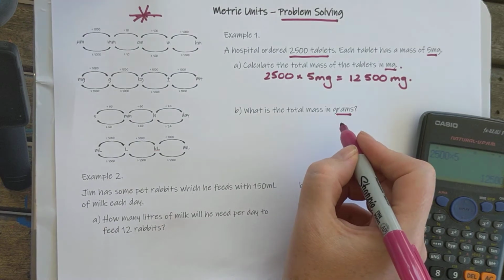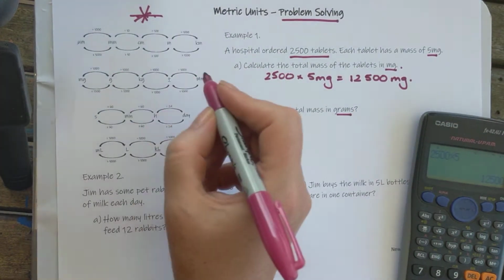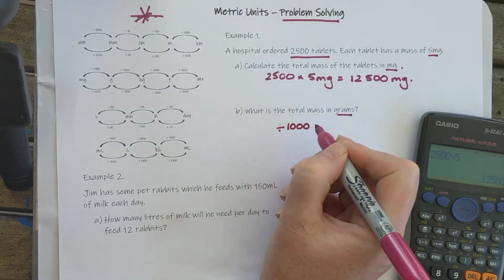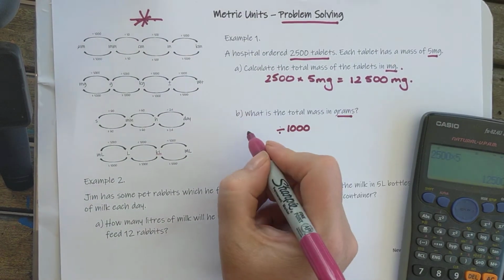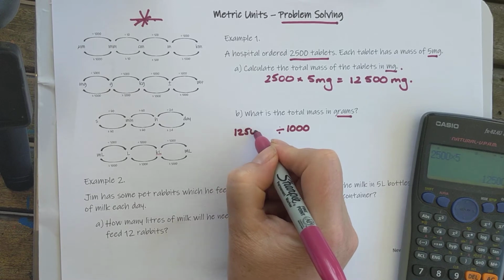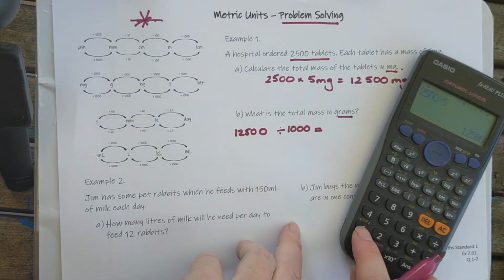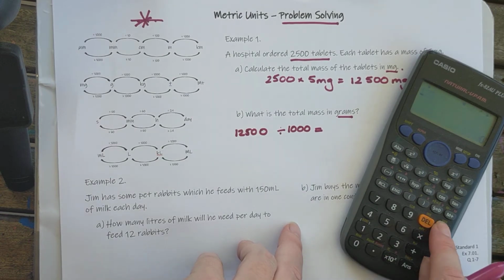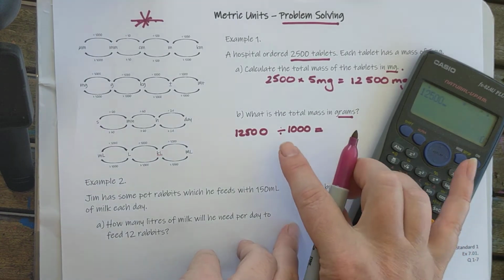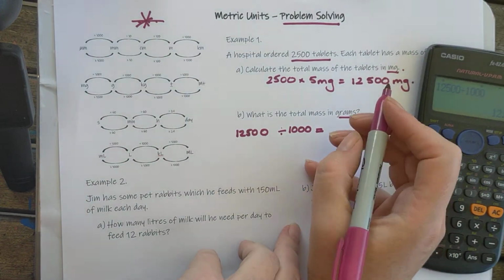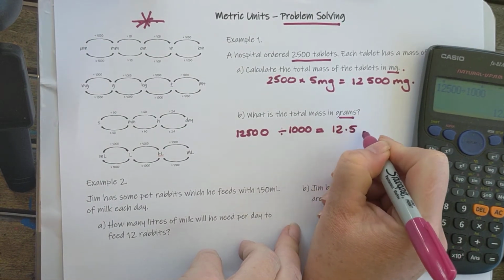So milligrams to grams, we're going to be dividing by 1,000. So let's write divide 1,000 down. A number we're going to divide is the 12,500 that we got before. We're going to do that on our calculator. 12,500 divided by 1,000. We get 12.5 grams.